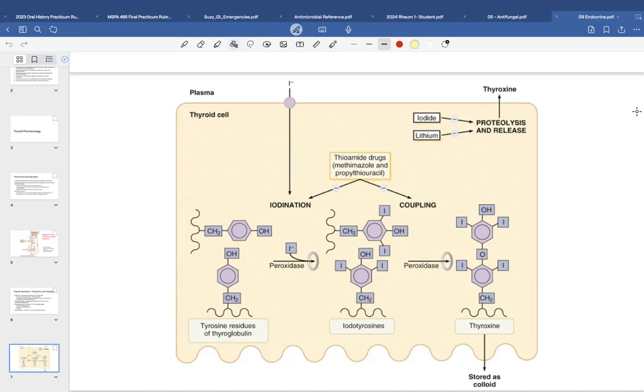There are various processes where, again, pharmacologic targets can inhibit the iodination or coupling, where you have these two tyrosine residues binding together. We'll talk about these drugs, methimazole and propylthiouracil. And then there is another pharmacologic target with supratherapeutic iodide that would prevent the release of this hormone. So that's what this negative sign here represents.